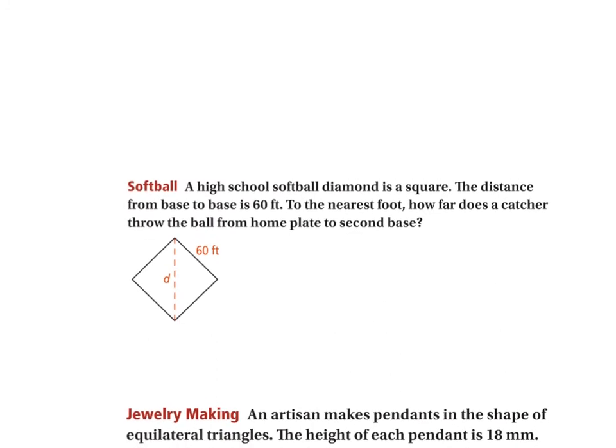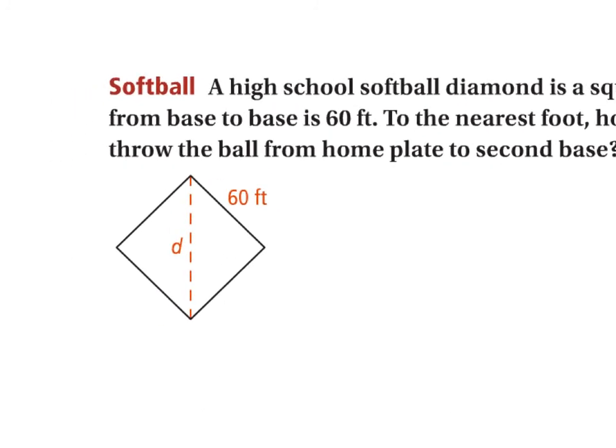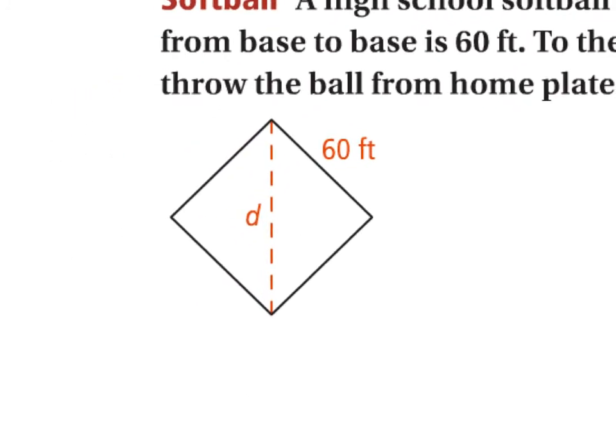Okay. Now, a high school softball diamond is a square. The distance from base to base is 60 feet to the nearest foot. How far does a catcher throw the ball from home plate to second base? So if you'll notice, this is a square. I told you that. So all of these sides on the outside are going to be 60. Okay. Now, I want you to look at this triangle right here. And it is a right triangle because this is a square, so that's going to be a right angle.